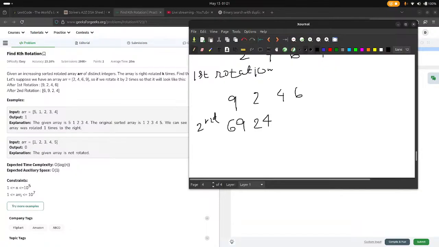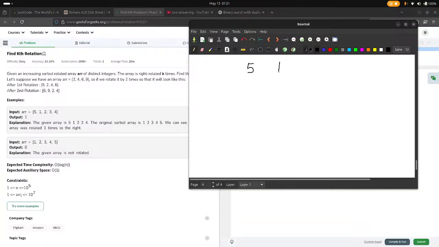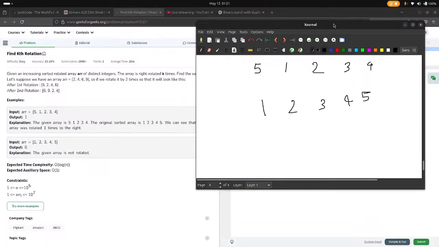So let me go through an example. So it is like 5, 1, 2, 3, and 4, right? And the given array 5, 1, 2, 3, 4 was originally sorted as 1, 2, 3, 4, 5. We can see that the array was rotated one time to the right. Makes sense, right?